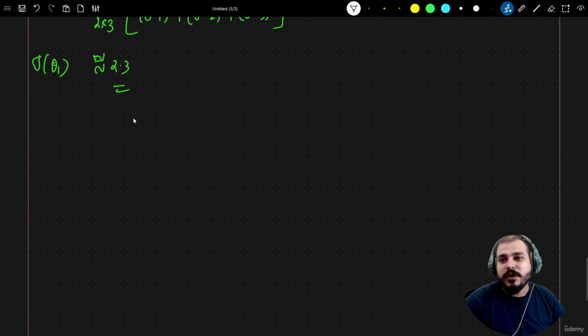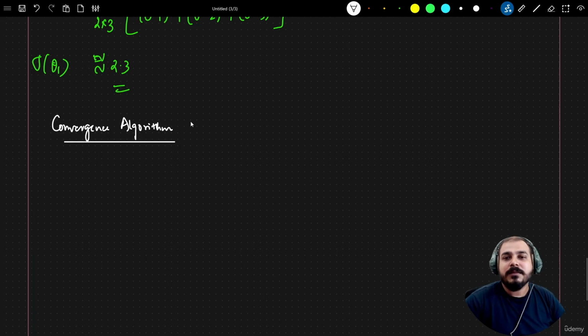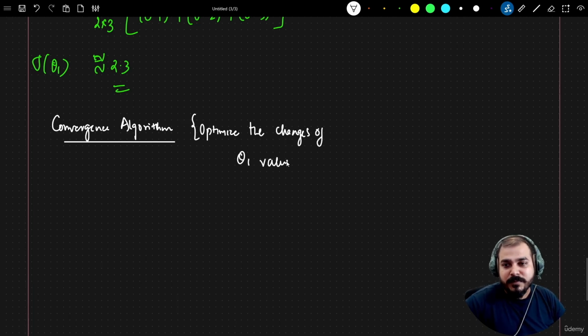Over here, I'm just going to mention the convergence algorithm, which is super important for the optimized technique. This convergence algorithm's main aim is to optimize the changes of the theta1 value, which is my slope in this particular problem statement.